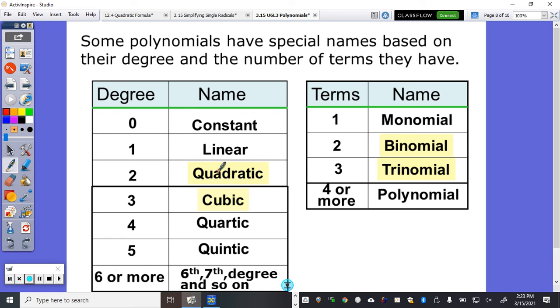This is where it gets a little bit confusing. 2 and 4: quadratic, quartic. Think quarters: 4 quarters and $1. Okay? But quartic, quintic, and then if it's 6 or more, we just call it 6th degree, 7th degree, 8th degree, 9th degree, whatever it is. 1 term is monomial, 2 terms is binomial, 3 terms is trinomial, and 4 or more, we just call it polynomial. Okay? Now, you have to remember this. But this is how we apply it.